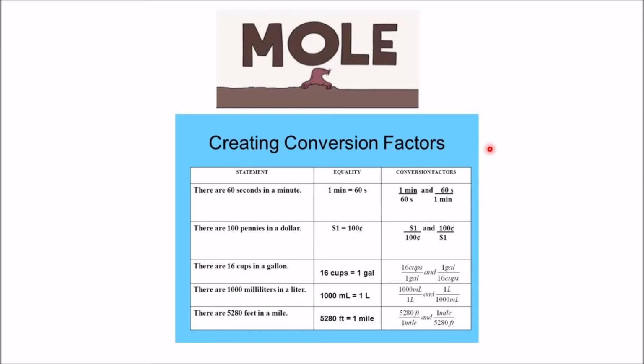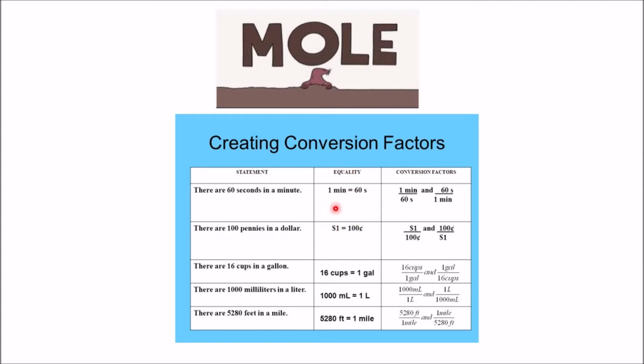In chemistry, the mole is a fundamental unit used to measure the amount of substance. We are familiar with several units. For example, there are 60 seconds in a minute, or there are 100 pennies in a dollar. This statement we represent in mathematical form as 1 minute is equal to 60 seconds.